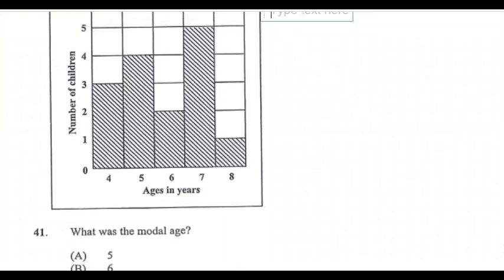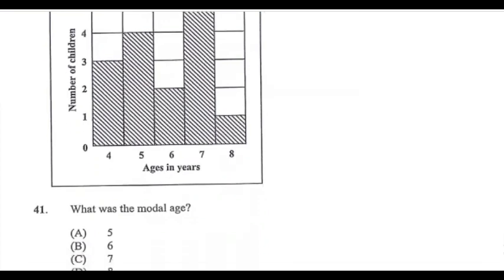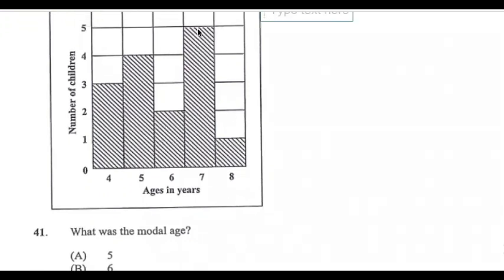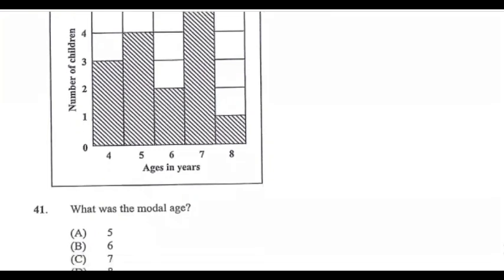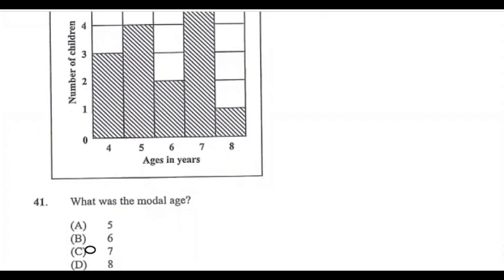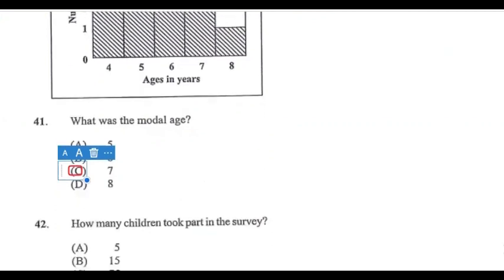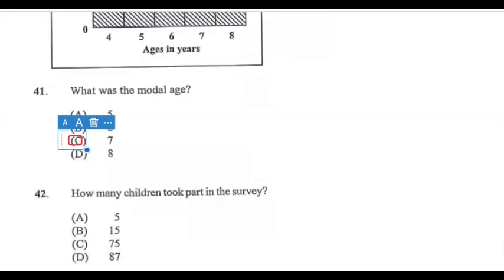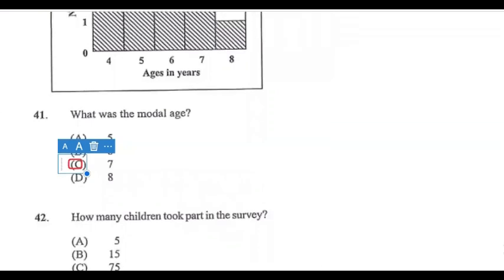So remember guys, you need to know the difference between mean, mode and median. And in this case, mode is referring to the one that occurs the most, and therefore the answer for 41. Let's see the answers that they give: 5, 6, 7 and 8. As we can see, the highest age group was 7. The number of children was 5, and that is attached to 7, and therefore the answer for 41 is 7.